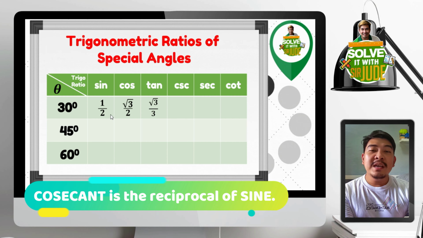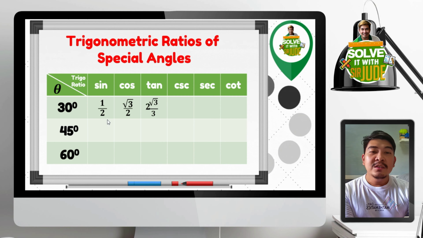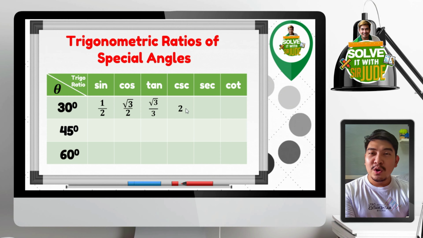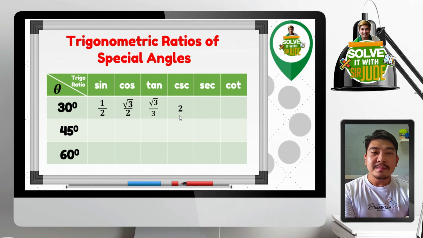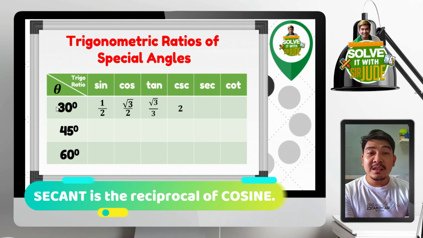So if we are going to get the reciprocal of 1/2, that will just be 2 over 1, or simply 2. So therefore, we can say that cosecant 30 degrees is equal to 2. Next, how about secant 30 degrees?